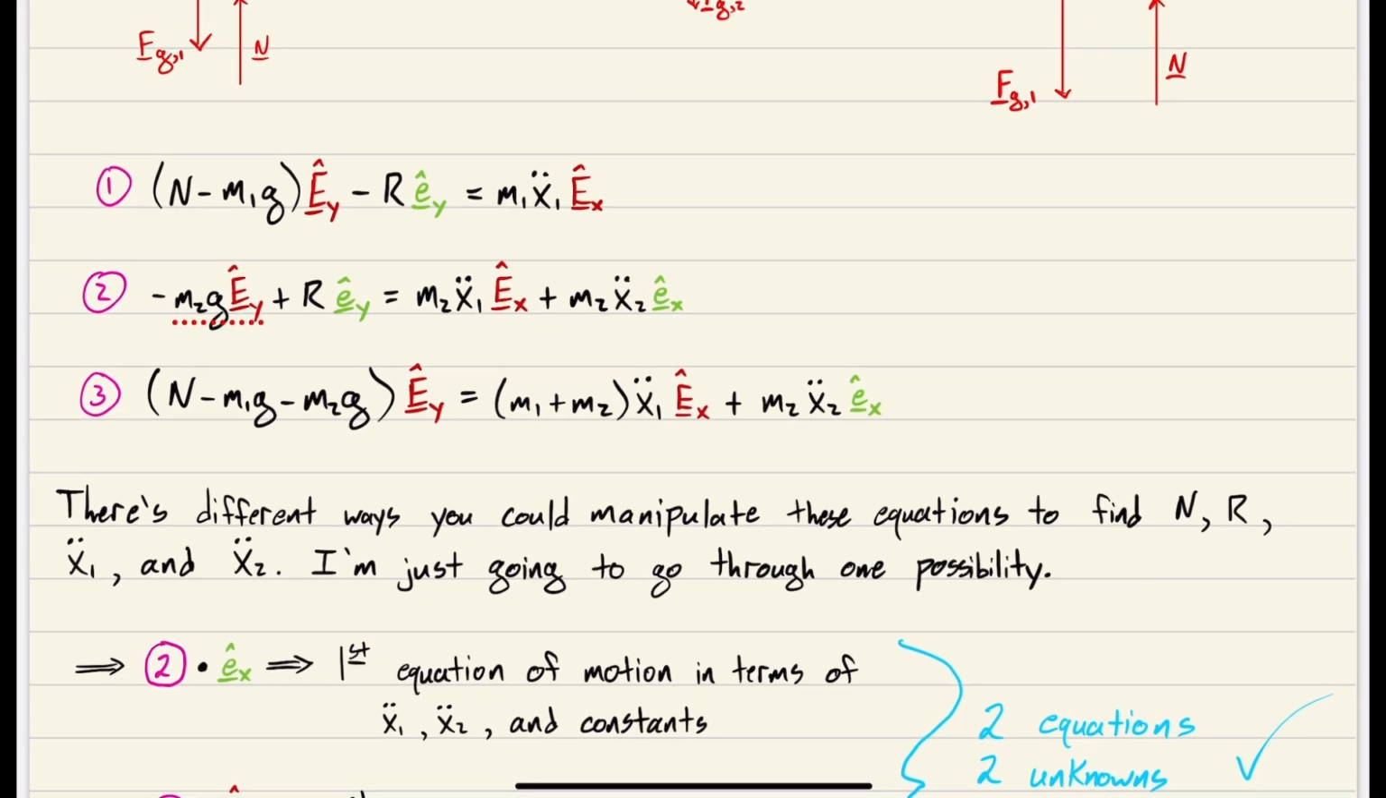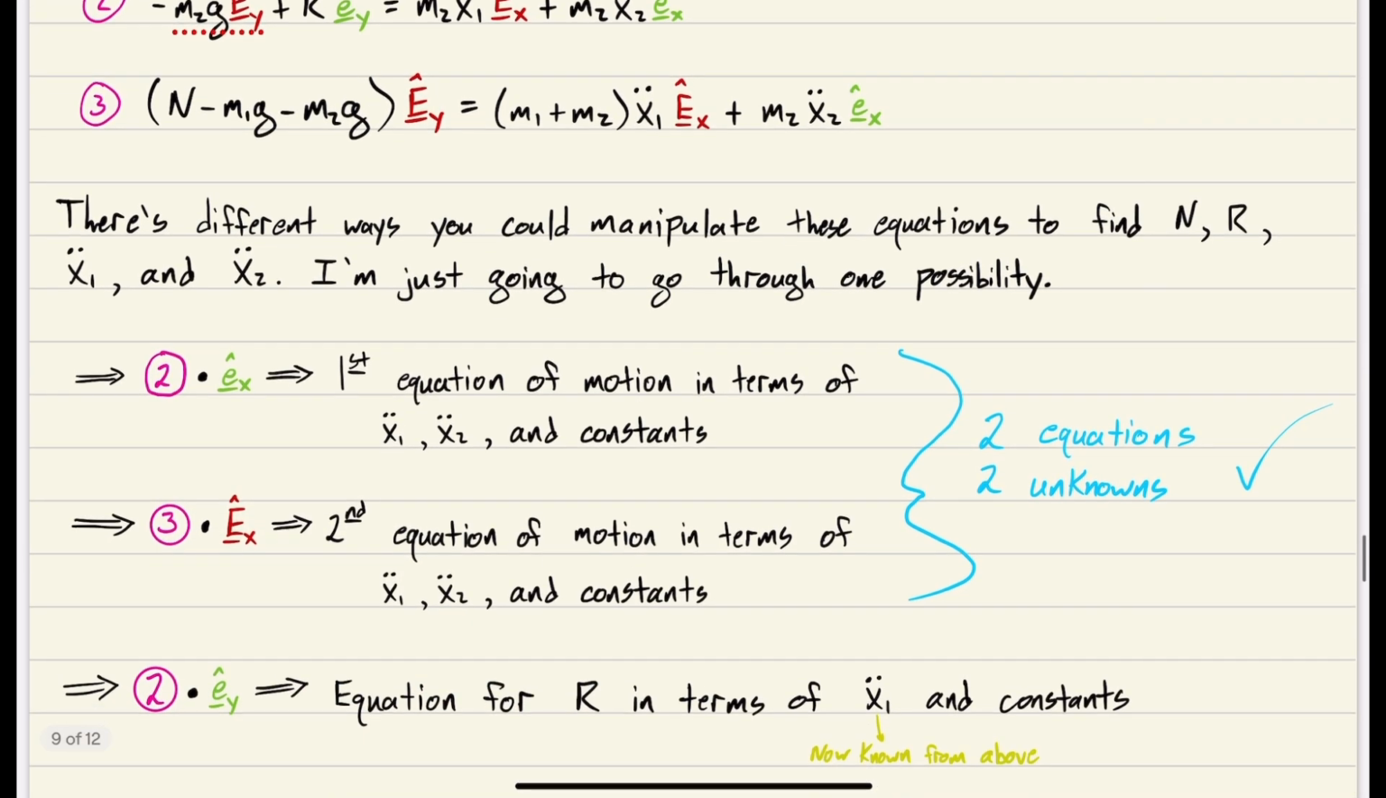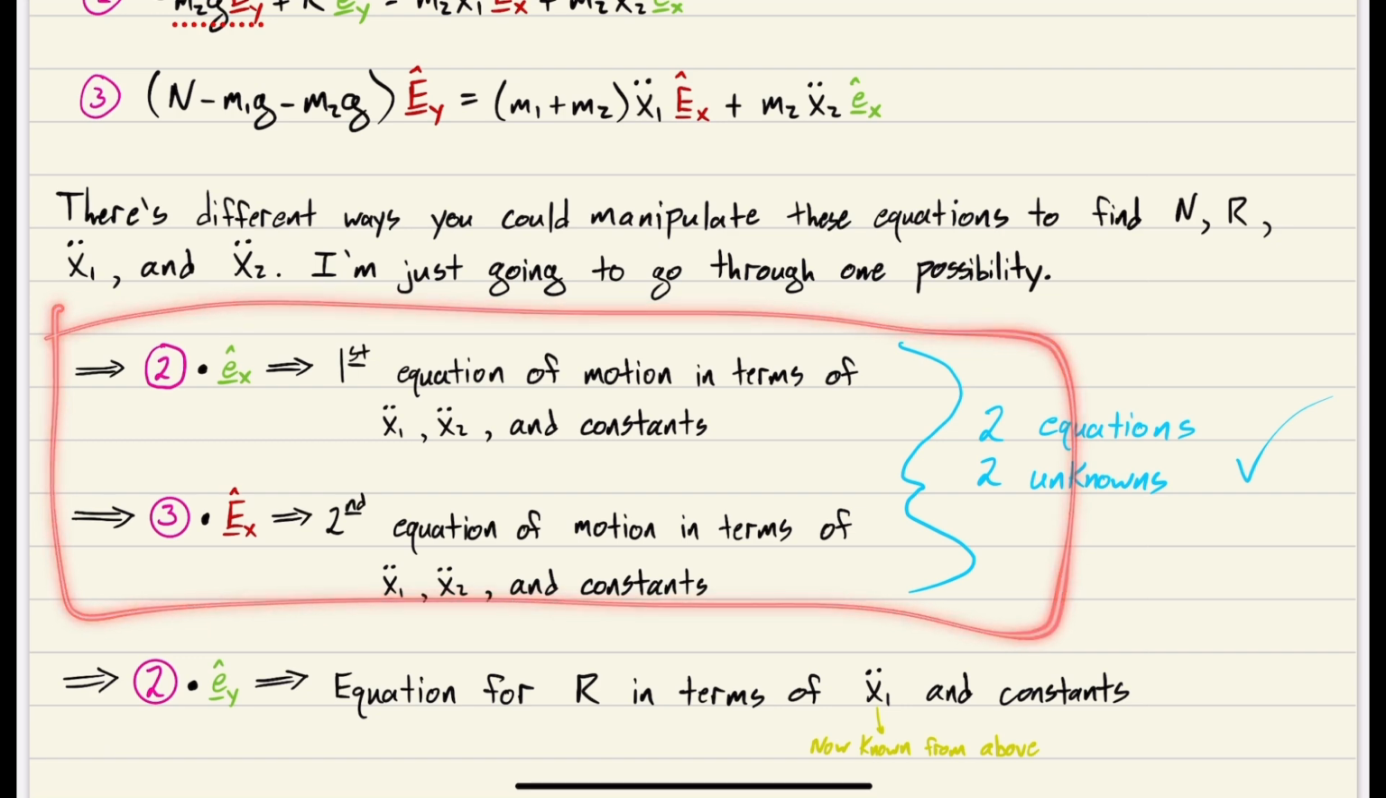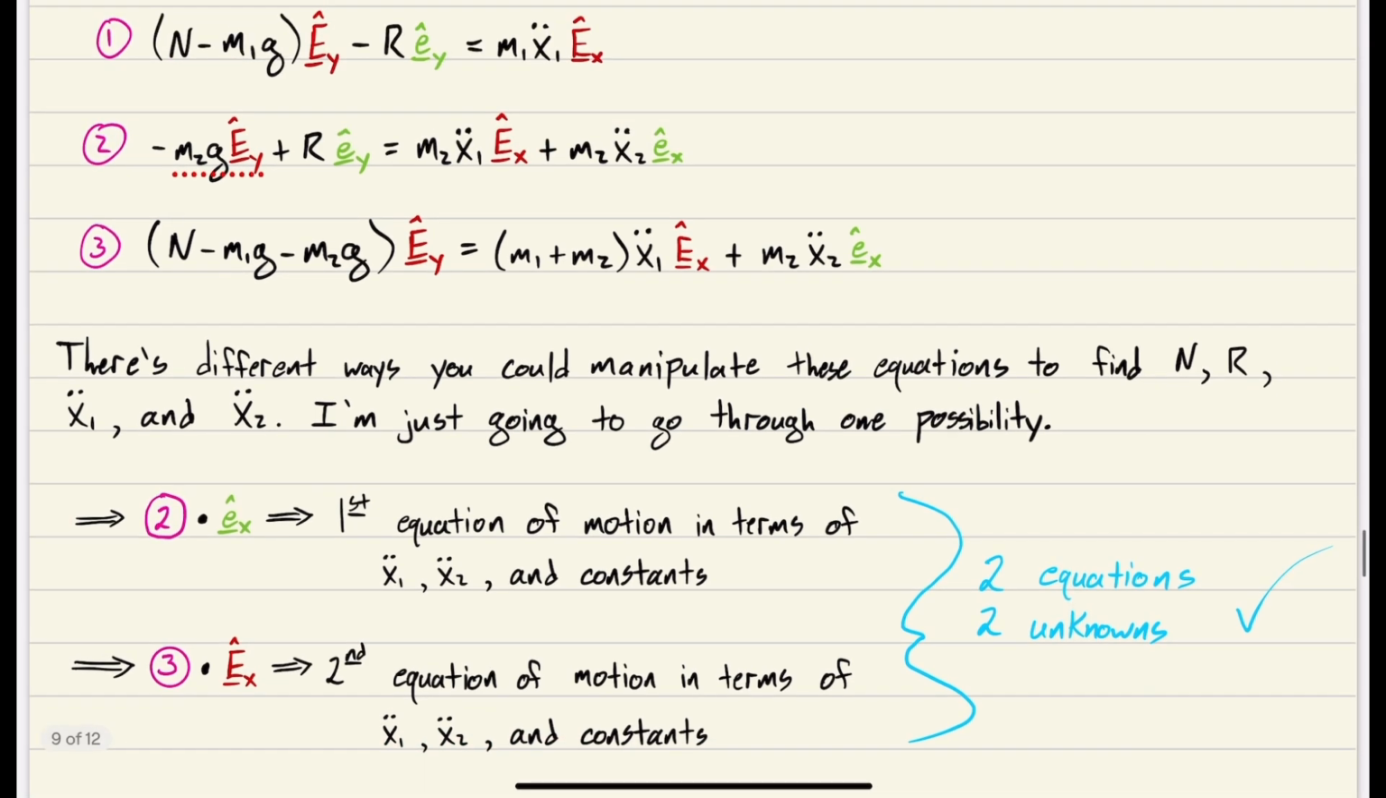So let's do that. There are different ways you can manipulate these equations to find N, R, x1 double dot, x2 double dot. I'm just going through one possibility. This is how we're going to go about finding those equations down here. If I take equation 2 and dot this with the green EX, well, green EX dotted with green EY is 0. This term is going to go away. If I look at equation 3 and dot this with red EX, well, red EX dotted with red EY is 0. This will go away, and I'm left with these 2 equations, 2 unknowns.